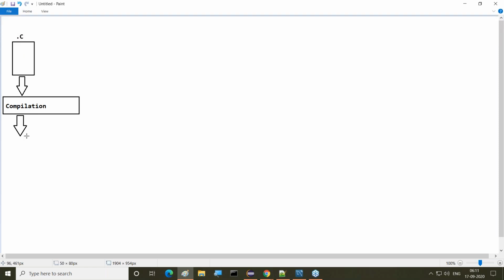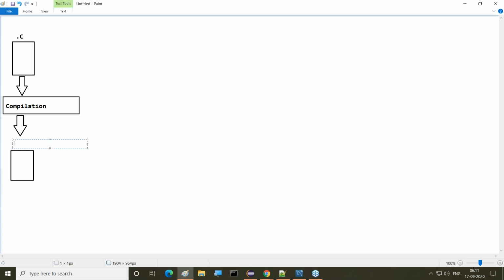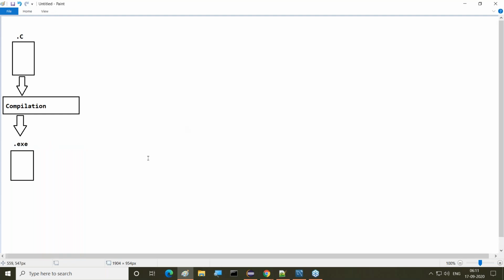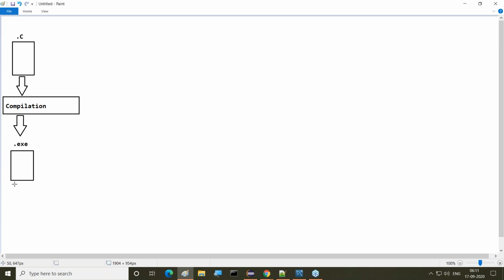Okay, good. Tell me, after compilation of our C program, which files are we able to get? What exactly is the file we get after the compilation process? There we are getting a .exe file. After compilation, we get a .exe file. Perfect.